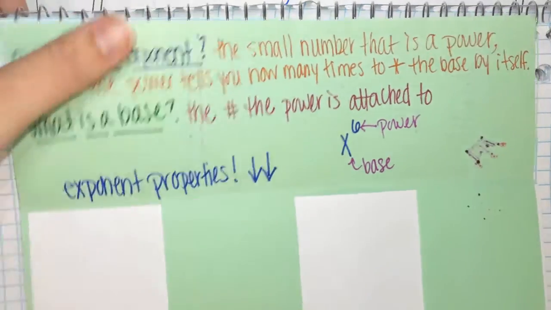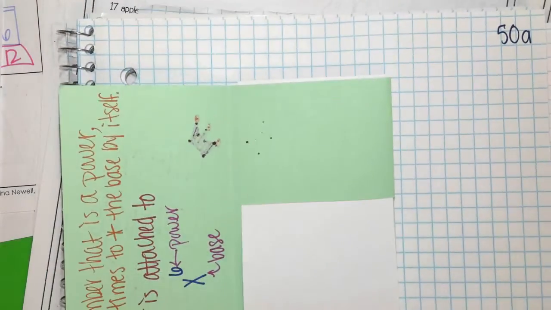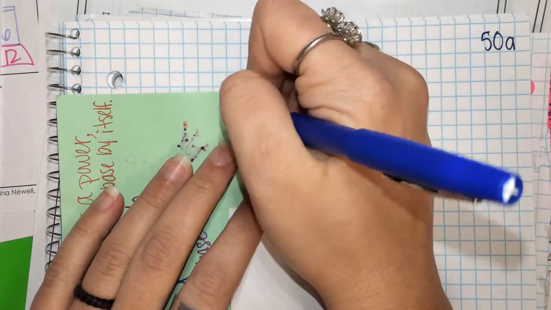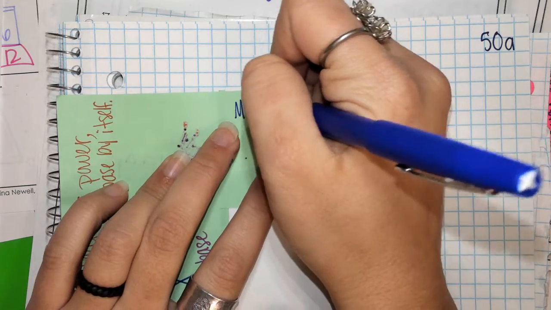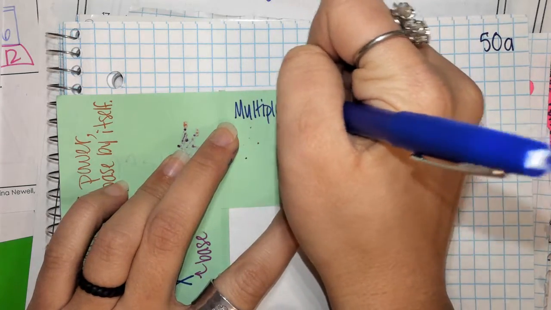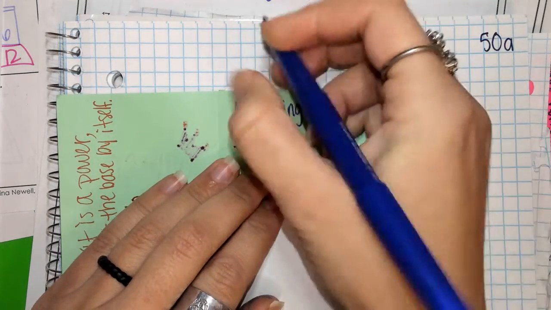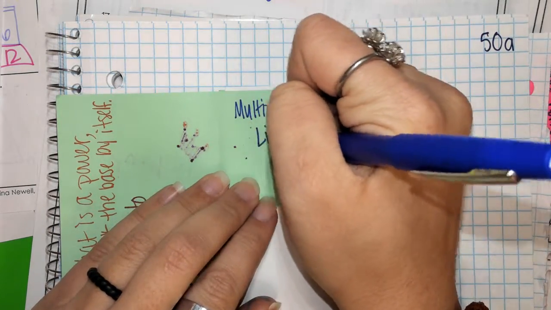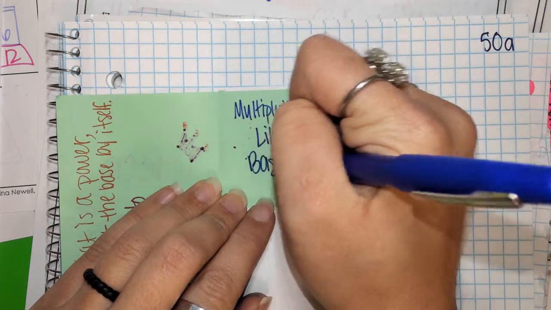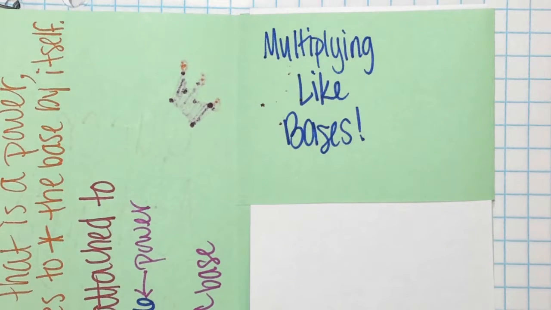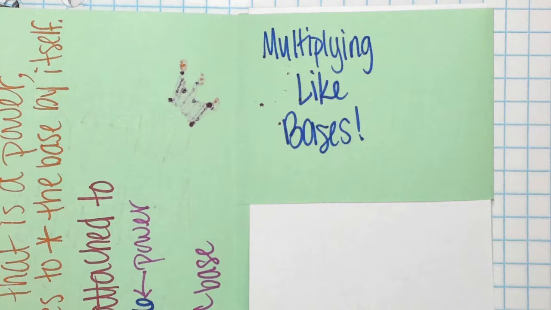Turn your paper so that it looks like these now. Now, the first property that we're going to talk about is multiplying like bases. And we've already talked about this in our math workshop, right? Just say yes, because we have. Even if you can't remember, we did. Alright, so multiplying like bases. And who remembers what we do to the exponents when we multiply like bases? You do add them. Take a point.